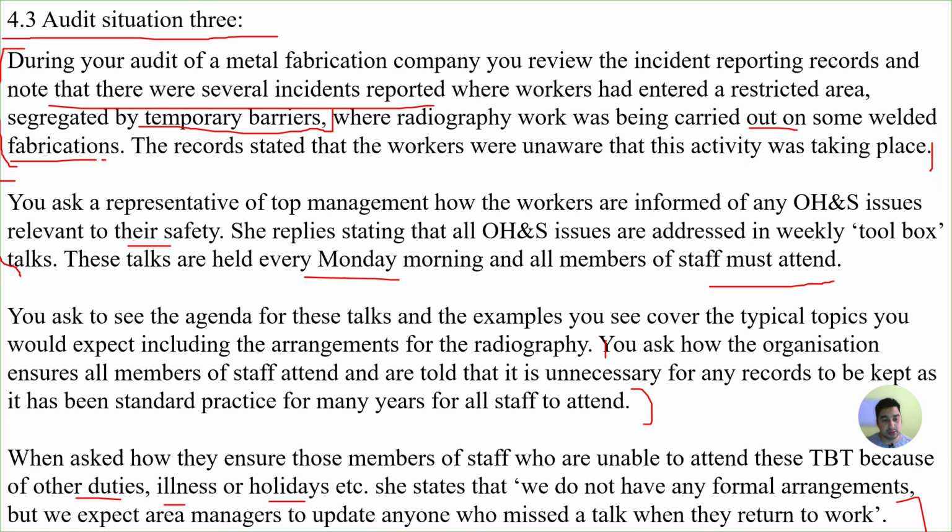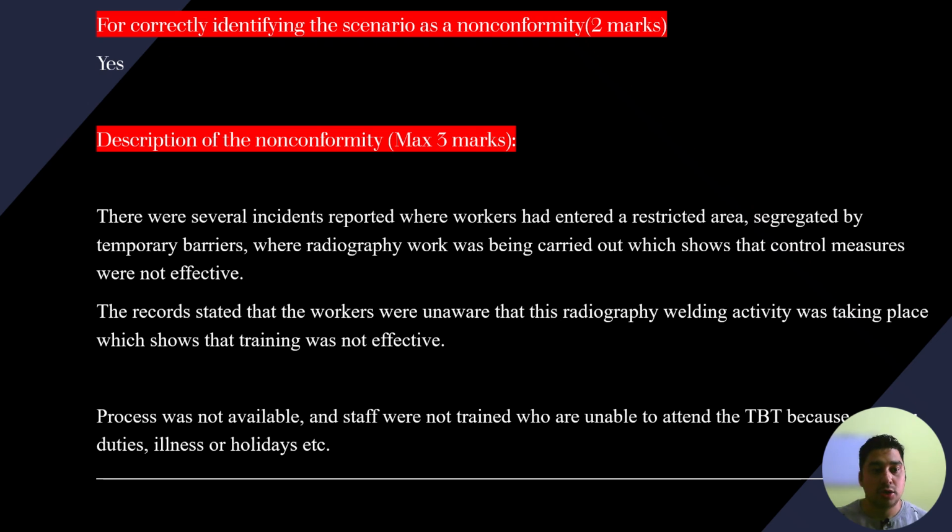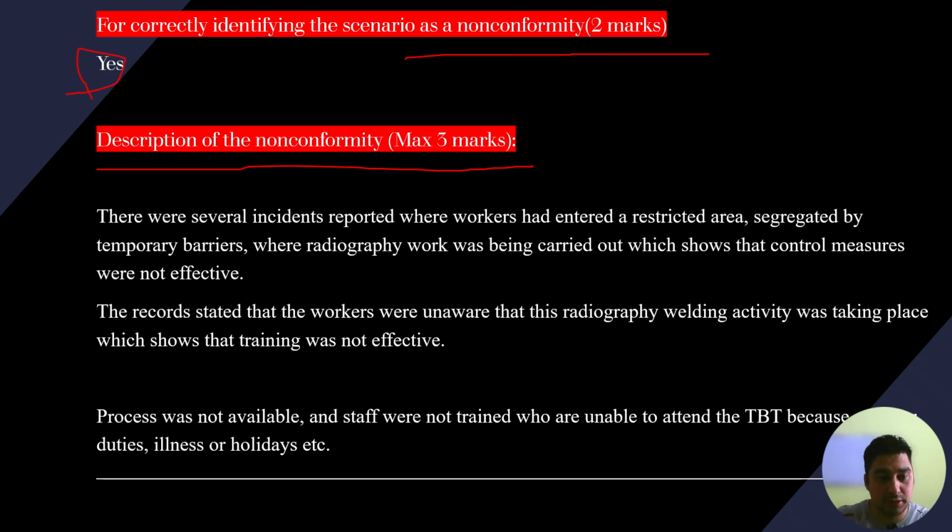So let's start how we have to answer. For correctly identifying the scenario as a non-conformity, you will get 2 marks. So yes, it is an NCR. Then describe the non-conformity. Why will you say it is an NCR? As I informed you, there were several incidents reported where workers had entered a restricted area segregated by temporary barriers, where radiography work was being carried out, which shows that control measures were not effective. That's why it is an NCR.